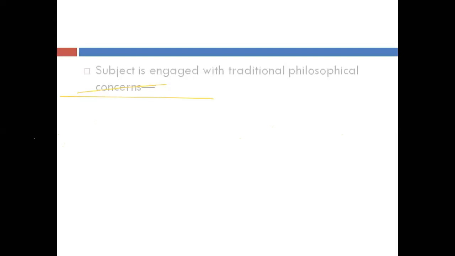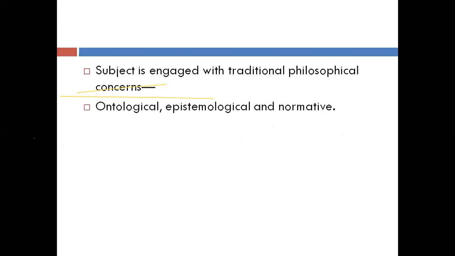Now, let us see it in a different way. It's very elementary, but I must tell you that social science as a subject has always engaged with traditional philosophical concerns: ontological, epistemological, and normative concerns. We'll address these three things later. But we must make it abundantly clear that social science as a subject is inextricably, inseparably bound with traditional philosophical concerns. Our social things are very much entrenched in traditional philosophical concerns.